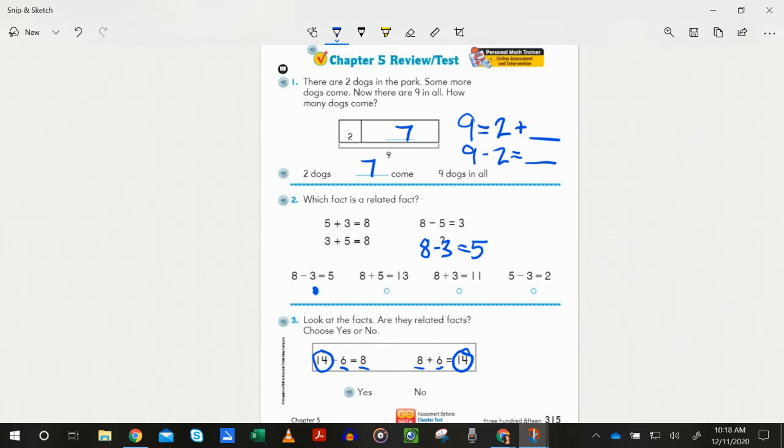Then I see parts of 6 and 8, parts of 6 and 8. So do they have the same whole? Yes. Do they have the same parts? Yes. So are they related? Yes. Okay. Go ahead and put your crayon away or down and pick your pencil back up.